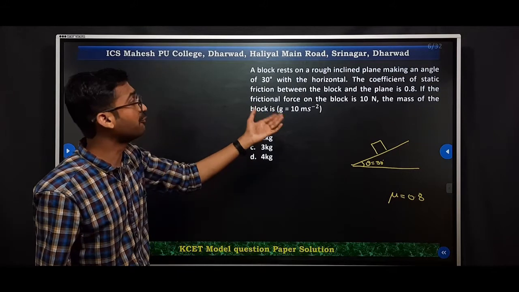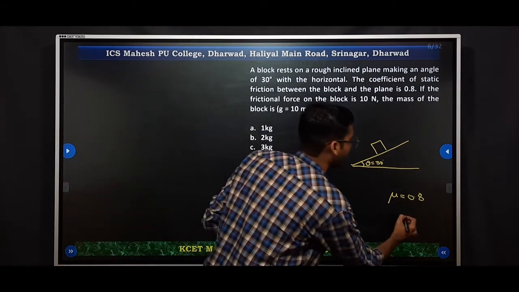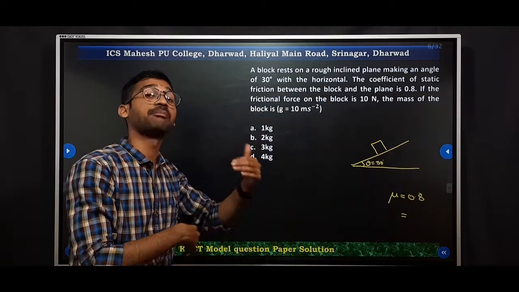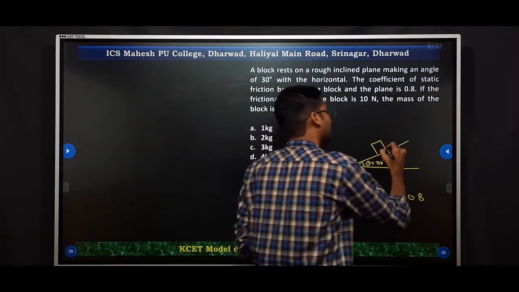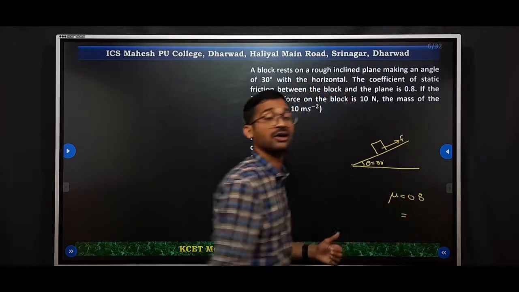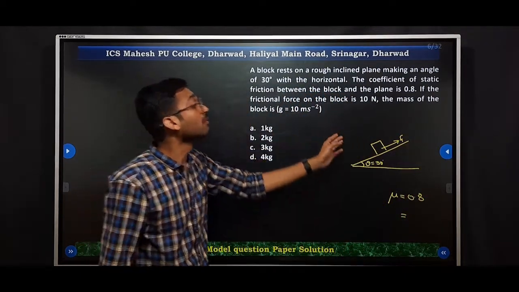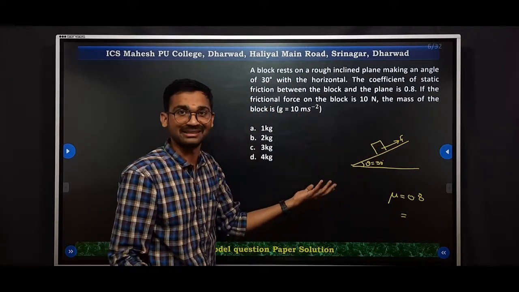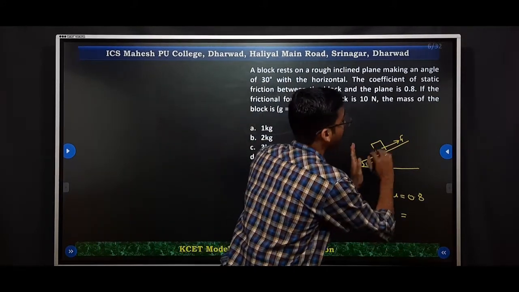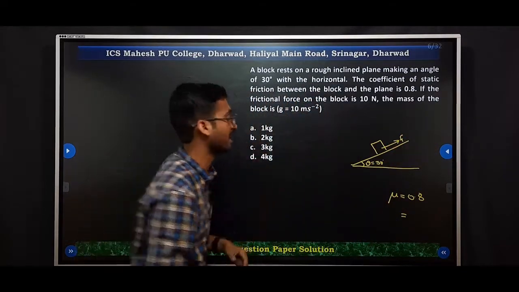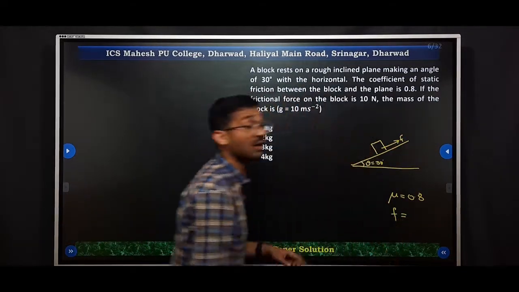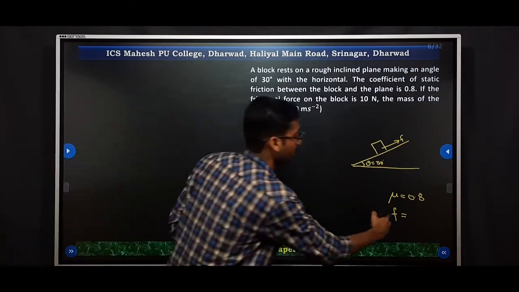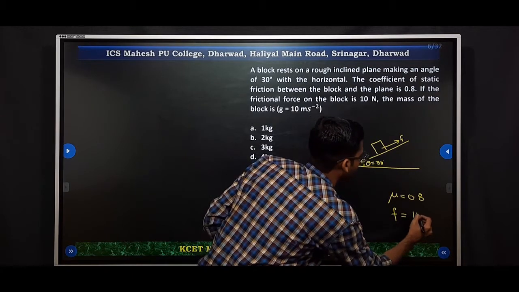If the frictional force on the block is 10 Newton, frictional force is always observed opposite to the direction of motion. Means the frictional force is here, behind the block, because if I want to move it, it has to move forward by itself. If I make it move, therefore frictional force will be observed in the backward direction. That I am taking as small f. Capital F will be taken for the applied force. Therefore f is given as 10 Newton.